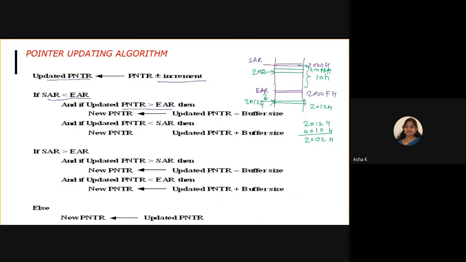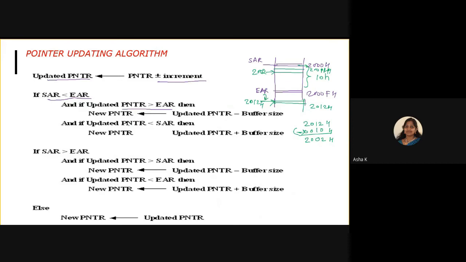Now I'm shifting the data from this area to this area. So just observe here, new pointer is equal to updated pointer minus buffer size. We are performing subtraction here since the updated pointer value is greater than the end address register value.